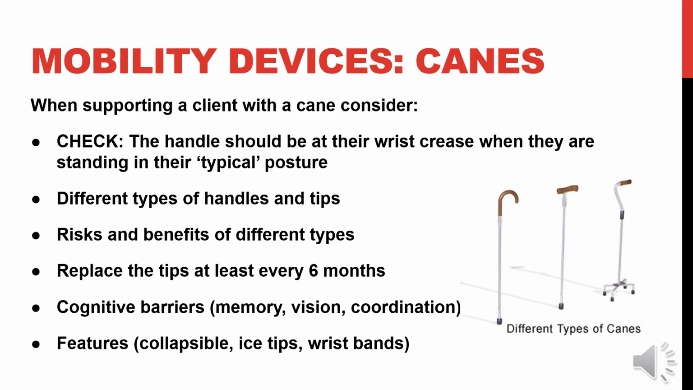Multiple point canes, such as quad or tripod canes, have several points that touch the ground and are standalone to provide increased stability. When using a quad cane, all points of the cane should touch the ground with each step. There are also several different handle types offering varying degrees of comfort, weight distribution, and support.